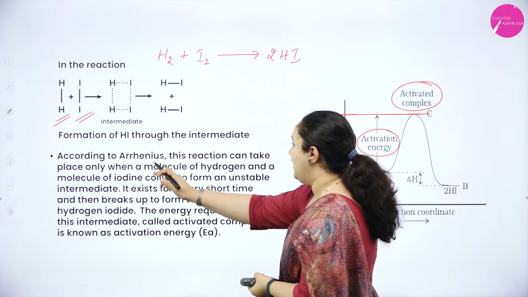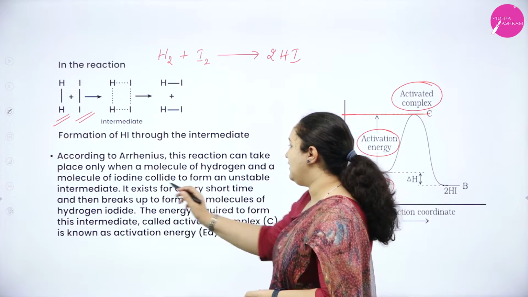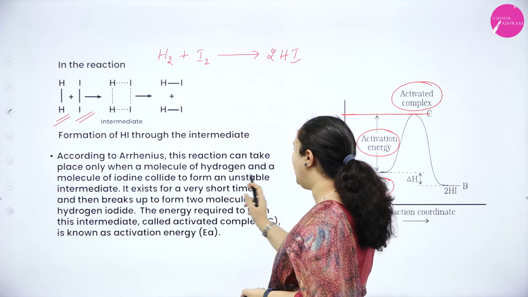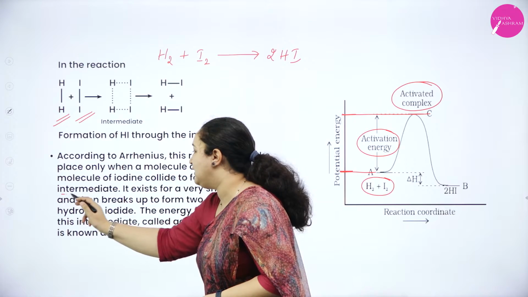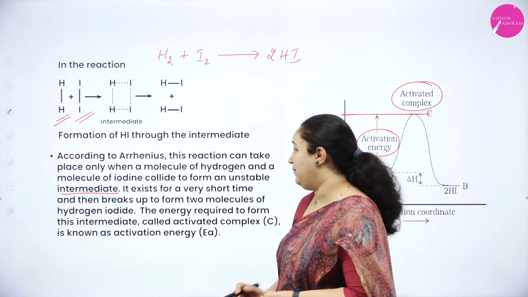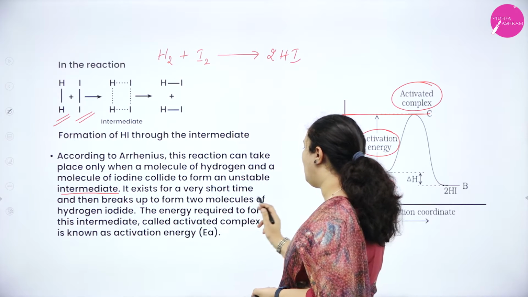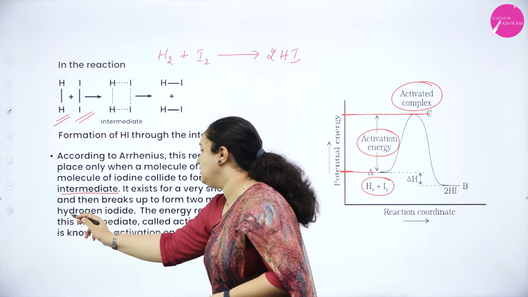So once again, according to Arrhenius, this reaction can take place only when molecules of hydrogen and molecules of iodine collide to form unstable intermediate. Okay. It exists for a very short time and then breaks up to form 2 molecules of hydrogen iodide.